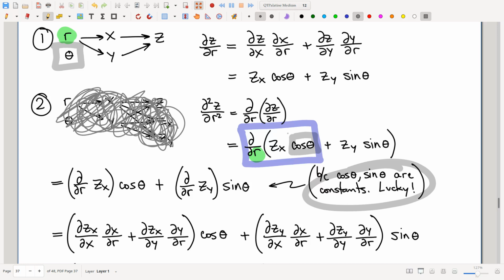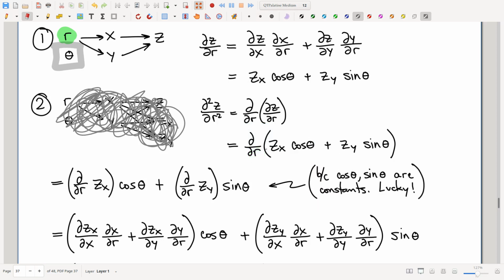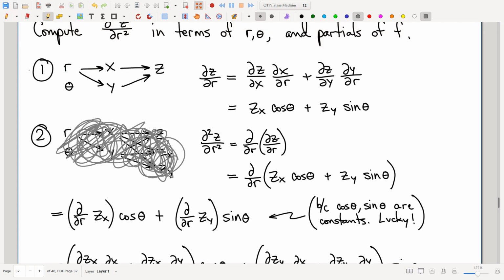Derivatives play very nicely with multiplicative constants. Those multiplicative constants just factor out. So it's just kind of convenient to get that out of the way before we have to really get down to business. Okay, and likewise, this also factors out.